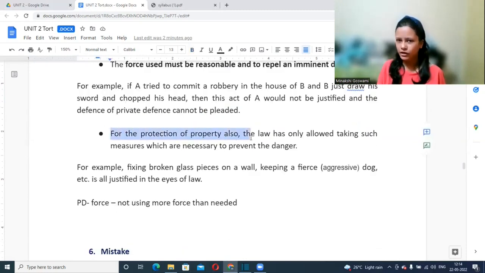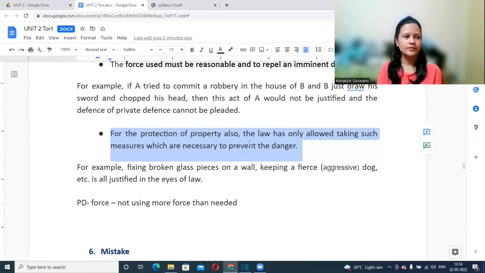For the protection of property also, law has only allowed taking such measures which are necessary to prevent the danger. For example, in case of property also, it should not happen that we are doing some extreme things. We can do whatever is reasonable, whatever is needed. Take, for example, the assumption that any moment there might be a theft, robbery, burglary, or something might happen. For that, people take precautions, like while sleeping, they would lock their gate, main door and everything. They will lock their windows and stuff. That is nothing but a step that you are taking.